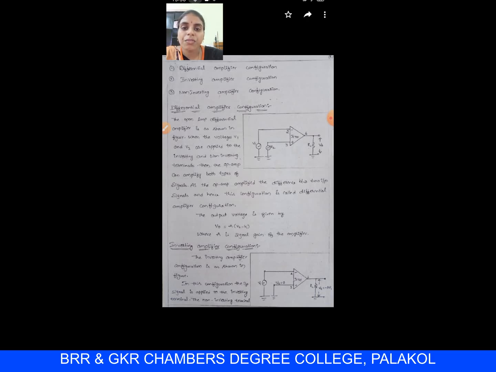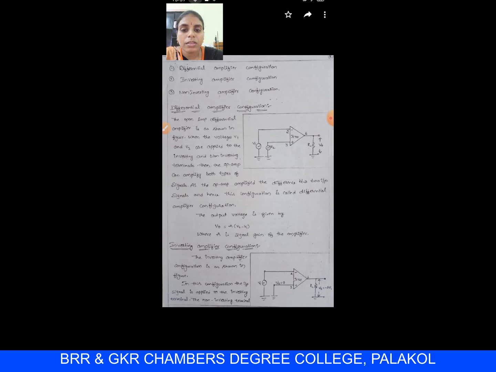First we discuss differential amplifier configuration. The open loop differential amplifier is as shown in the diagram, which is a triangle having two input terminals, negative and positive, marking the inverting and non-inverting terminals. The inverting terminal is given voltage source V1 and the non-inverting terminal is given voltage source V2 with respect to ground, and the output is taken across the load resistance with respect to ground.